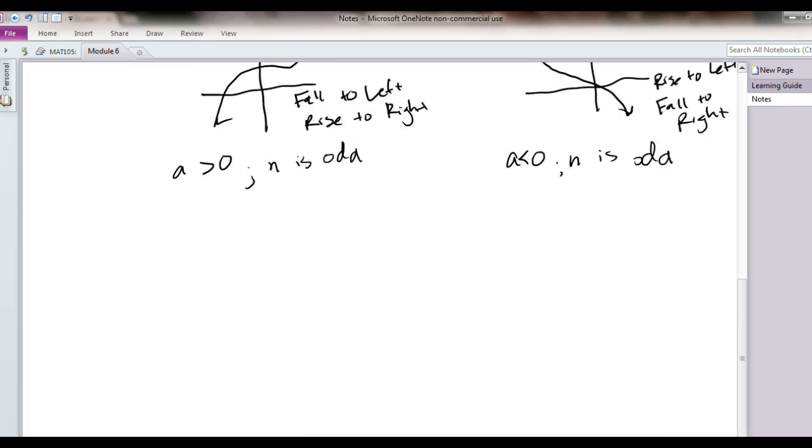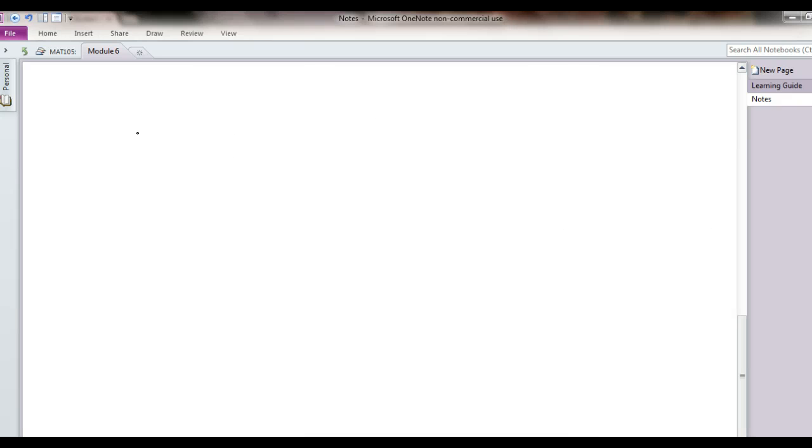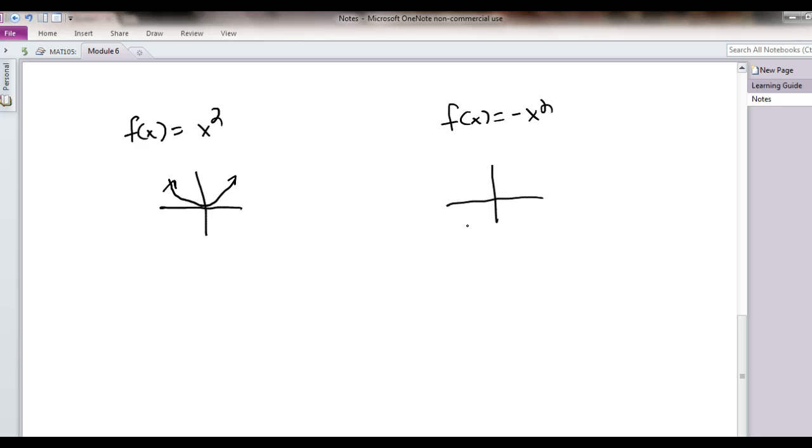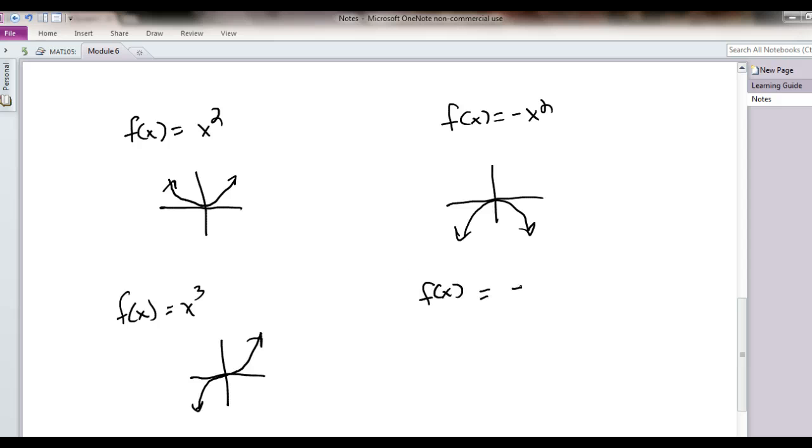So let me give you some more concrete examples so you kind of know what I'm talking about. So kind of really basic versions of these would be f of x equals x squared. You have the graph just behaving like this. F of x equals negative x squared looks like this. F of x equals x to the third power looks like this. Then you have f of x equals negative x to the third power looks like this.